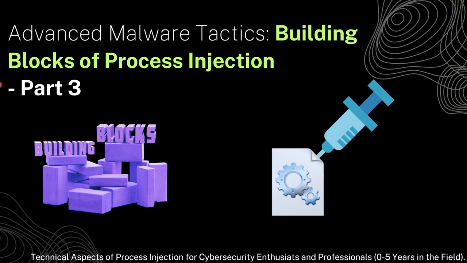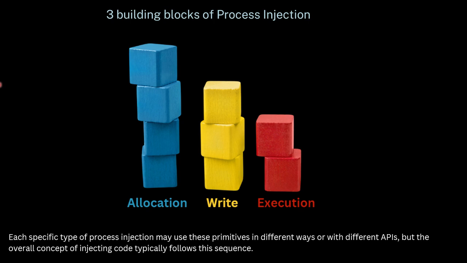No matter what process injection type you come across, they use these three primitives, and the way they use these three primitives, or the different APIs, might differ, but the overall concept of injecting code in any process injection type remains the same. So the allocation, write, execution sequence will remain the same no matter which process injection you are studying.